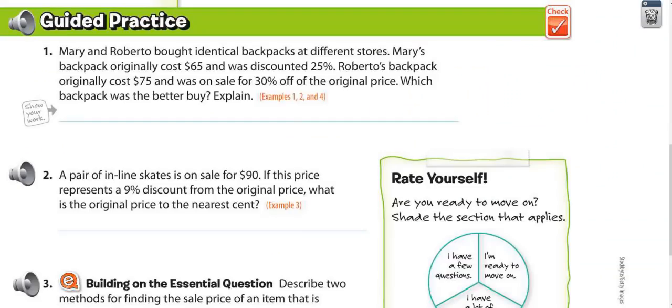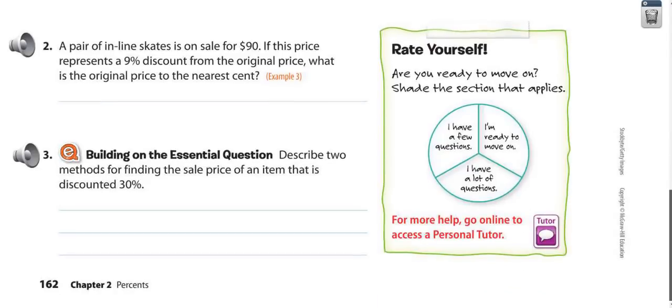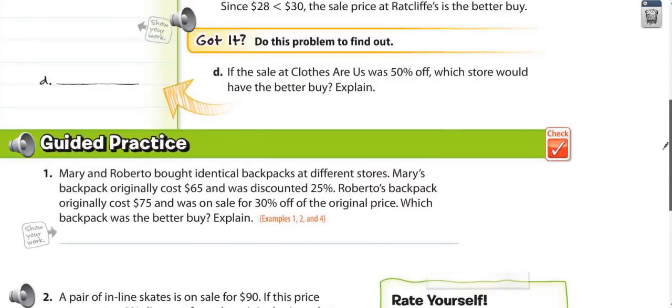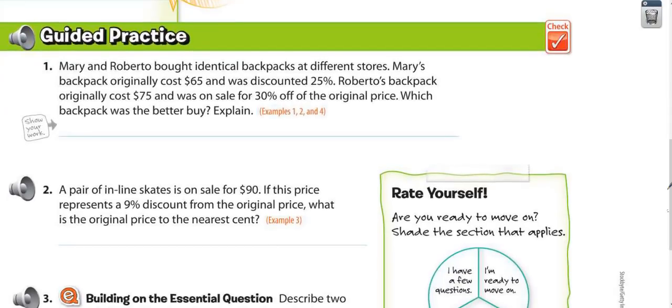Okay, I've jumped us over to the guided practice problems. This is page 162. On page 162, you're going to do problems 1 and 2. You're going to calculate some discounts.